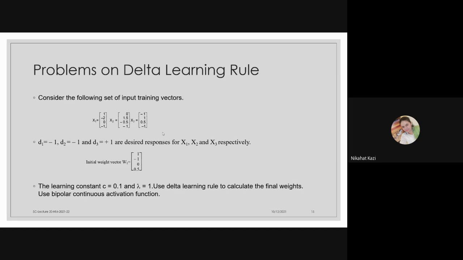Only the weight update will change from rule to rule. So x1, x2, x3 are the patterns, and these are the desired outputs. Given these initial weights and the learning constant C as 0.1 and lambda as 1, we are assuming lambda is equal to 1 every time. You need to calculate the final weights, making use of the bipolar continuous activation function. So let us solve this.